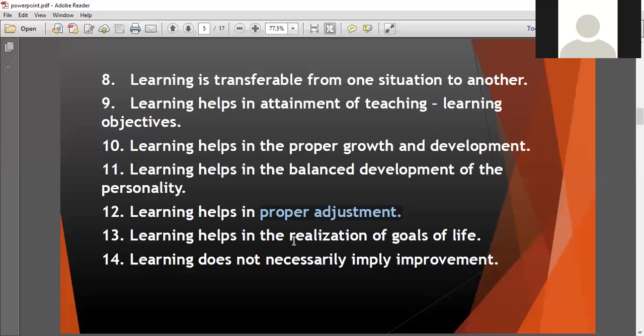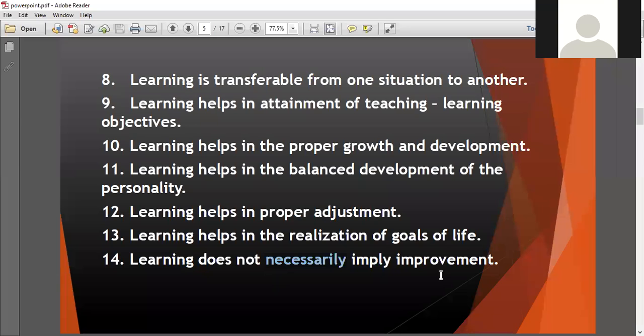And also it helps in realization of your goals. Whatever your goal is, you might have set a goal, this is what I want to become after I've completed my university degree. So your university degree course is all planned to achieve a certain goal of your life, to become something, whatever it is. So if you are on that track, on the path, of course you are learning. If you're not, then you are not learning at all.